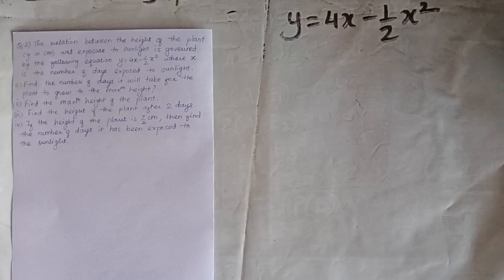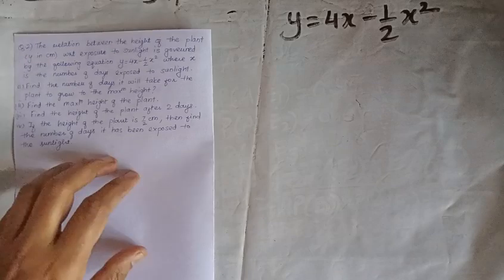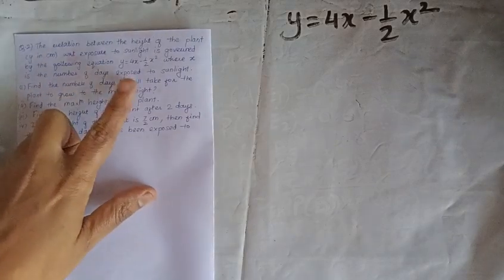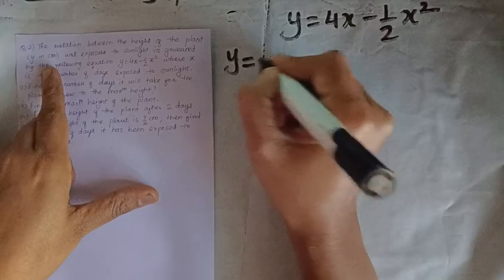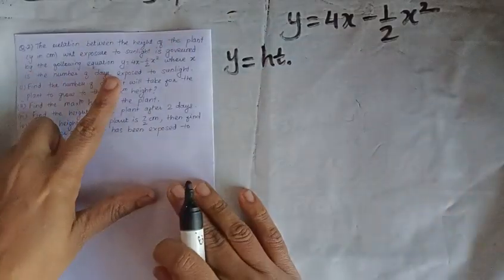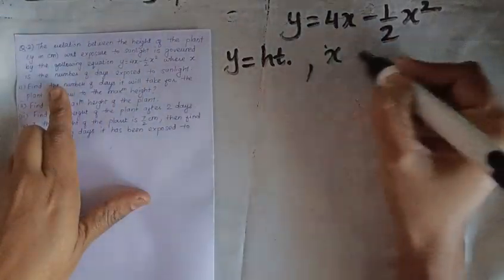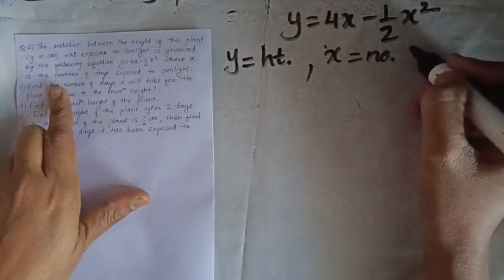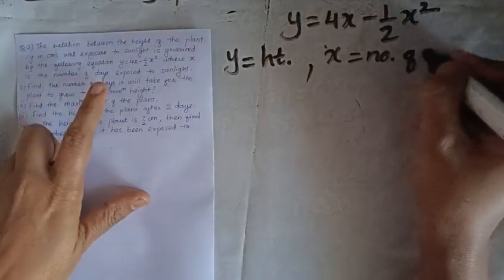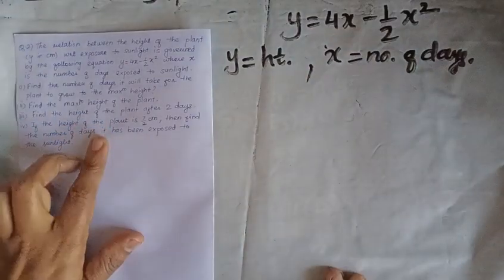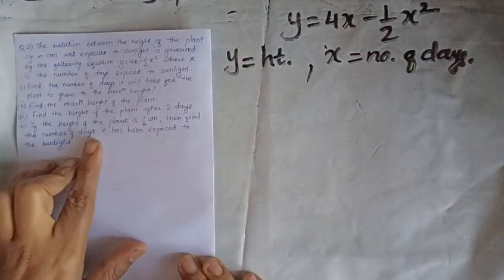Okay, find the maximum height of the plant. Then find the height of the plant after 2 days. And the last question is, if the height of the plant is 7 by 2 centimeters, then find the number of days it has been exposed to the sunlight. Now from the question, we get that the height of the plant is given by y, and x is the number of days exposed to sunlight. So we have to find the maximum height.